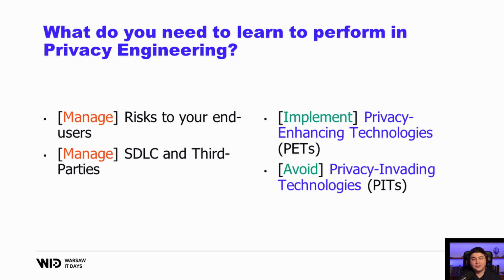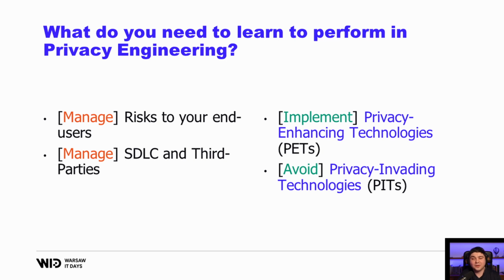What else you should learn and manage is the software development lifecycle and your third parties. Those are another layer of complexity in the area of privacy engineering. So knowing all the interactions between your systems and the systems of third parties that support you in one way or another will also help with the protection of the privacy of your end users. So please take a risk-based approach to improve that.